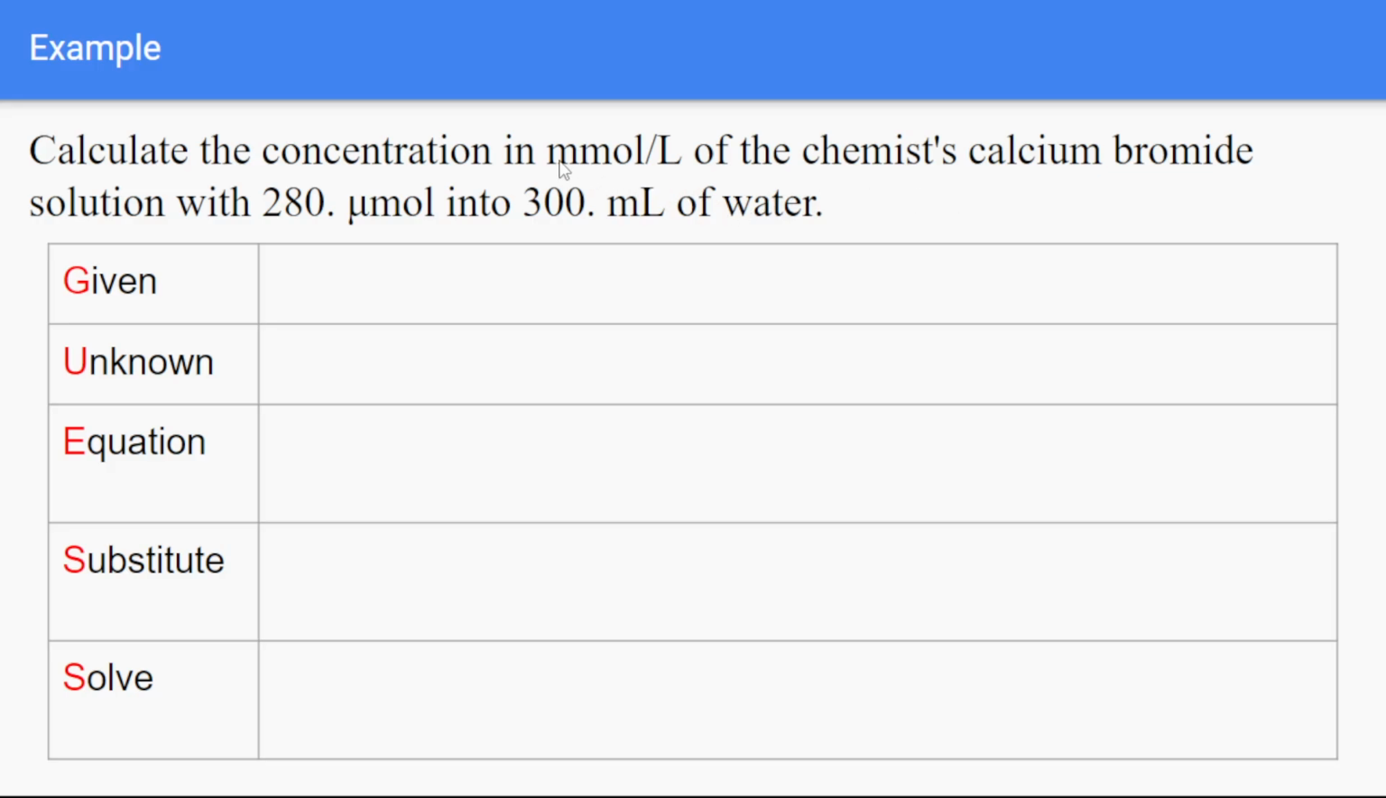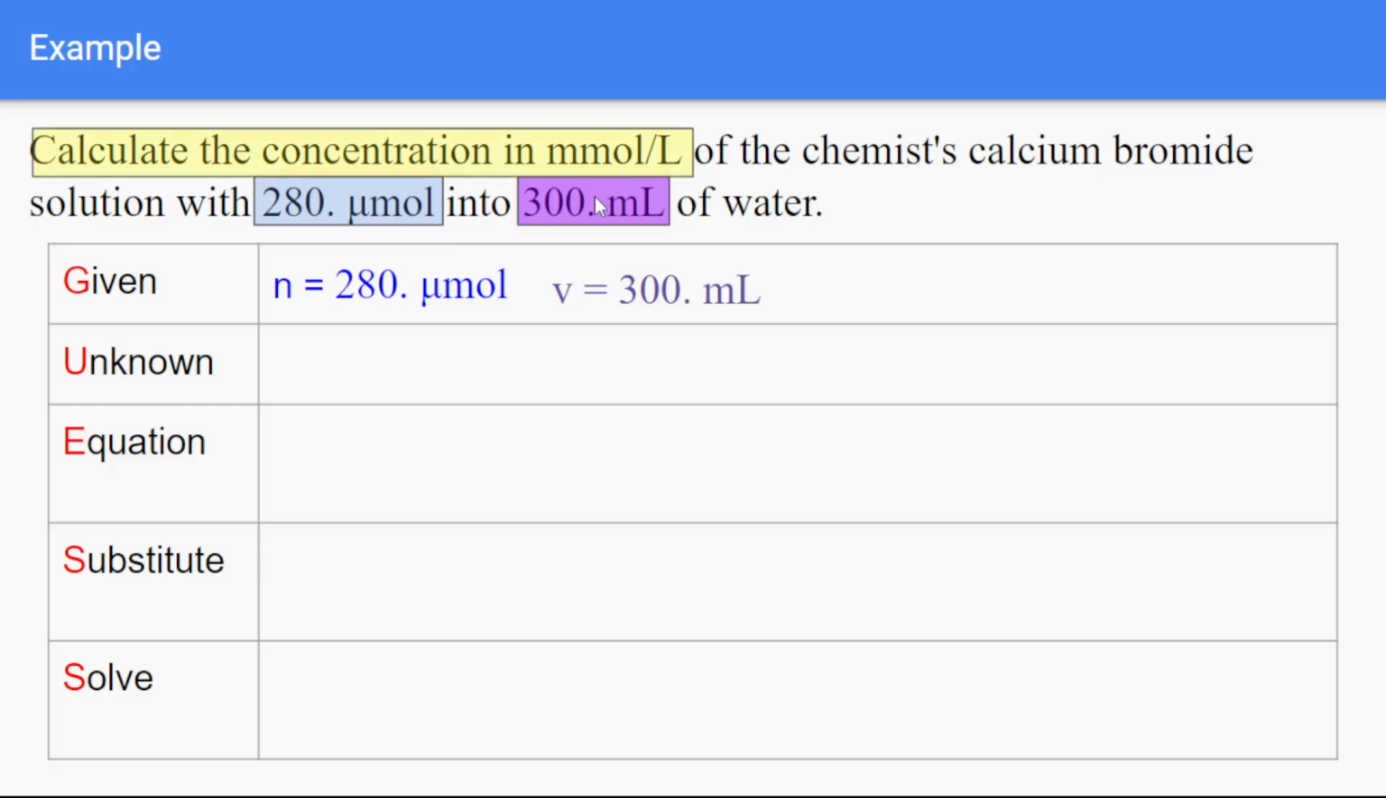Since we're trying to calculate millimoles per liter, we have to do a couple conversions. See, that's micromoles. We need to convert this to millimoles. This is milliliters. We'll have to convert that to liters. But first, let's use the guess method to set up our problem. So what's given? We have 280 micromoles. We have 300 milliliters. And then what are we looking for? We're looking for the concentration in millimoles per liter.